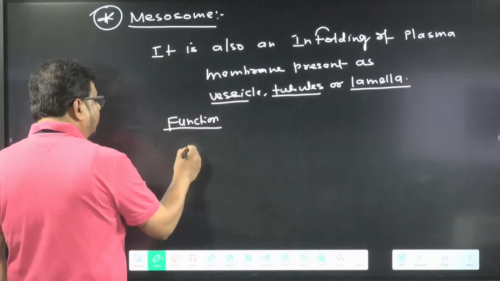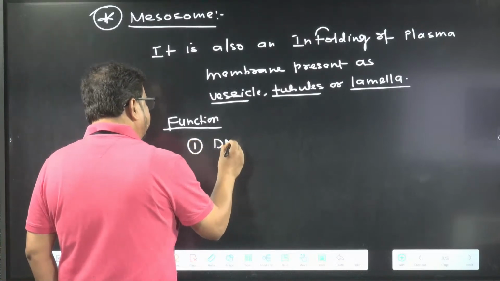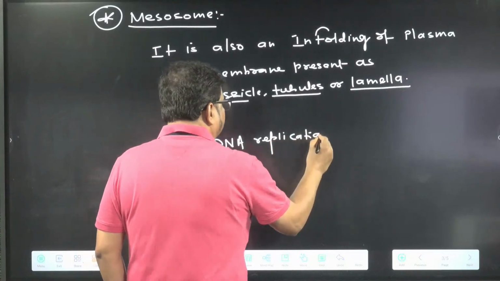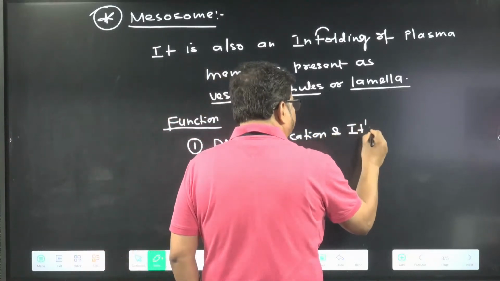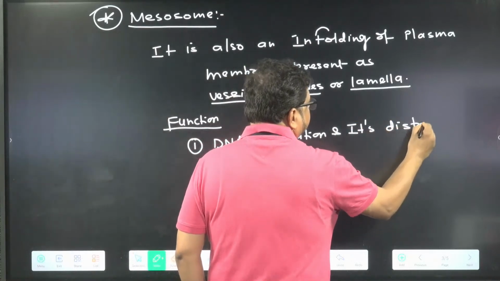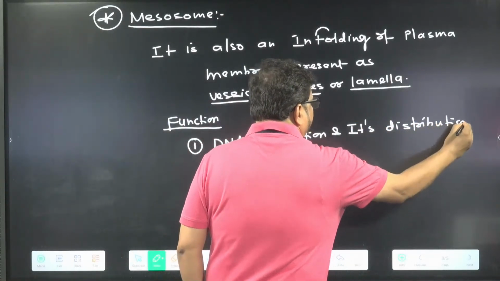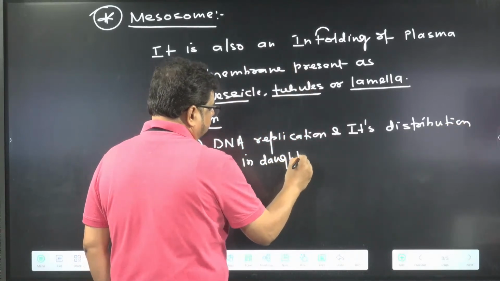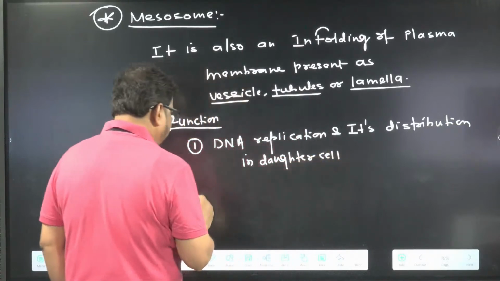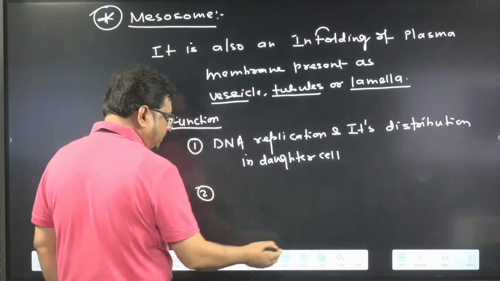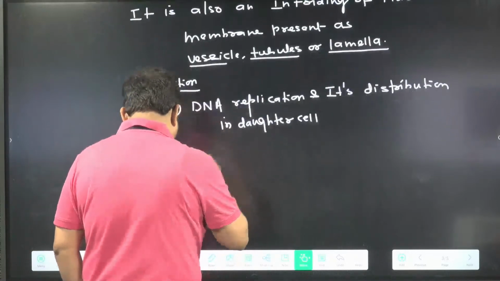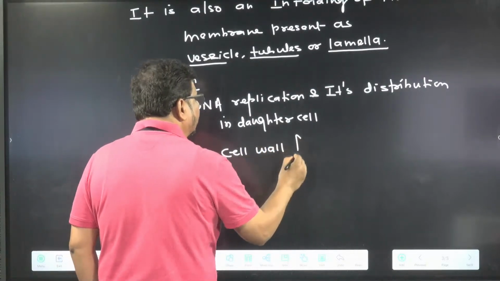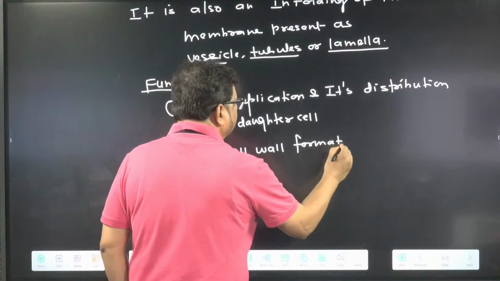So mesosome, first function I am writing: DNA replication and its distribution in daughter cell. So one of the functions of mesosome is this. Second function of mesosome is cell wall formation. What is the second function? Cell wall formation is the second function of the mesosome.